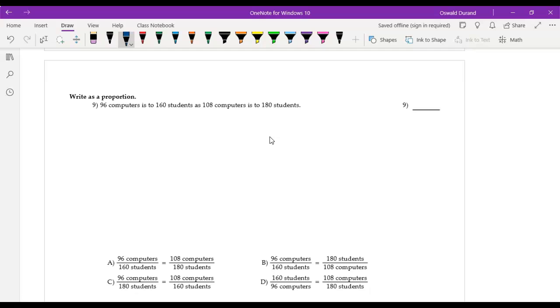All right, so basically the way you have to put that is going to be 96 computers is to 160 students, as it is for, meaning equivalent to, 108 computers is to 180 students.